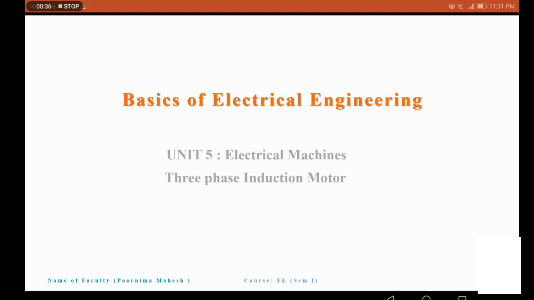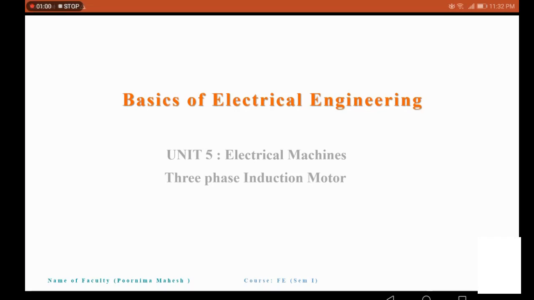Now, from the name itself it is quite clear that this is three-phase induction motor, so it works on AC. This actually falls under the category of AC motor. Now we have one more category which is DC motor, which we are going to study in a different section.